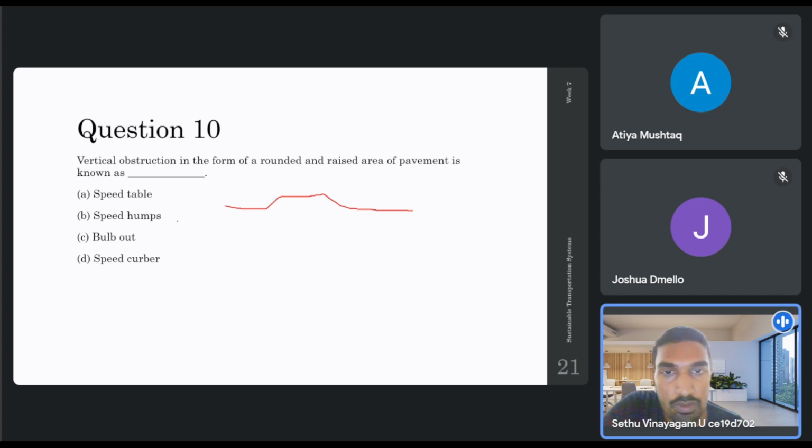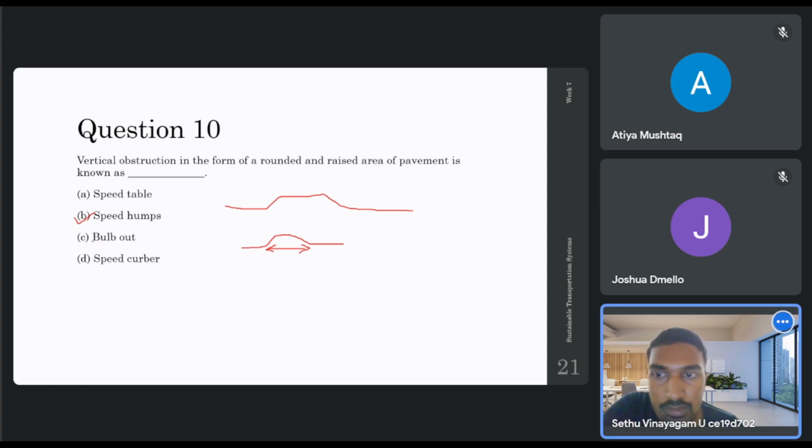Whereas speed humps and speed bumps, as we discussed earlier, will have a rounded top. They are not flat at the top, and the difference between the hump and the bump is over what length this vertical deflection is spread. Speed humps will be wider, whereas speed bumps will be spread over a narrow width, therefore they'll be steeper. So humps and bumps will have a rounded top, and here only humps is provided, therefore that is the right option. It is a rounded and raised area of the pavement.